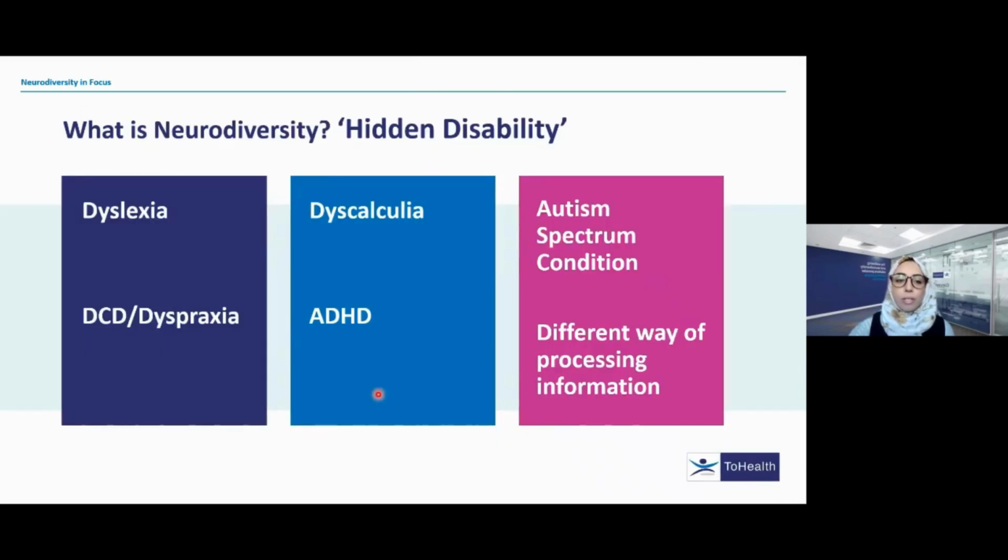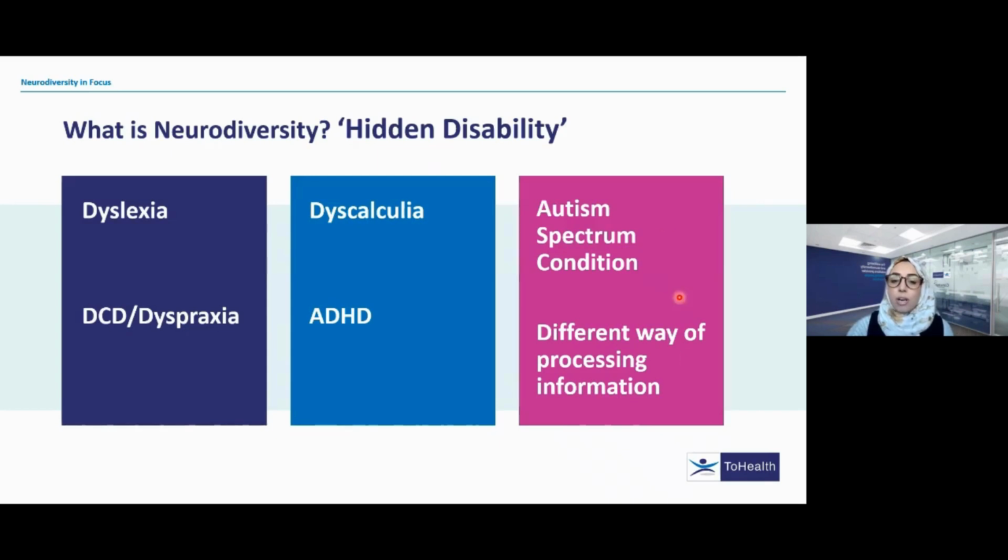So here are some of the key conditions that fall under neurodiversity. There are others, but these are the ones that we will look at very briefly today. Sometimes neurodiversity is referred to as a hidden disability, and that's because it's not as obvious as a physical disability. So conditions such as dyslexia, dyspraxia, or developmental coordination disorder, as it's also known, dyscalculia, ADHD, autism.